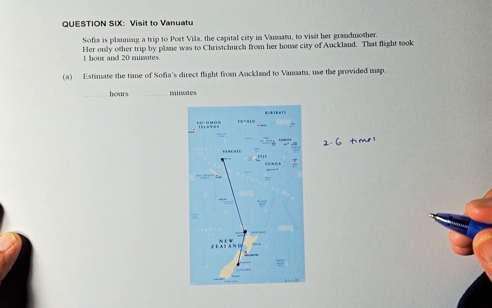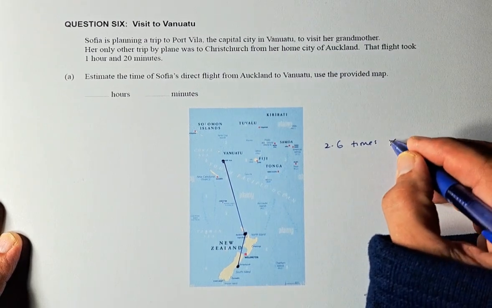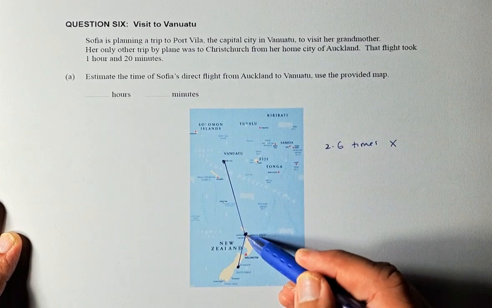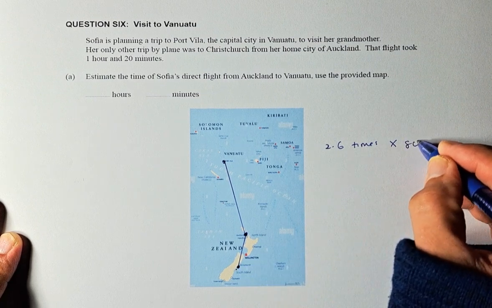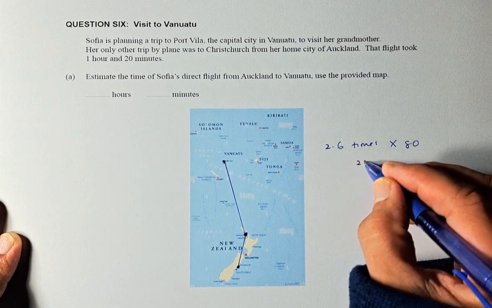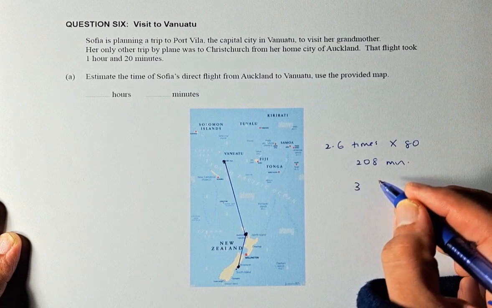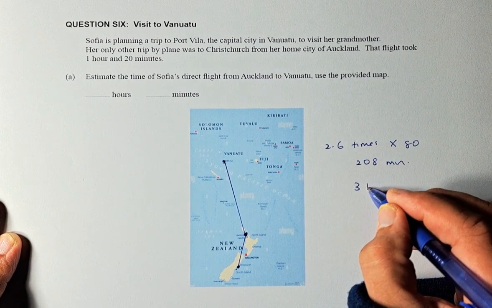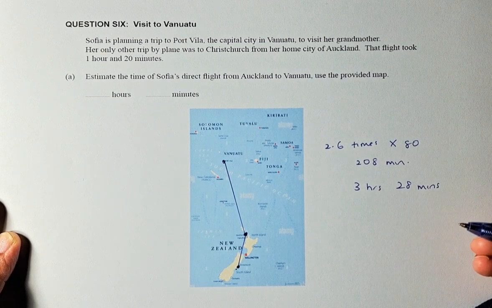So to calculate this, we need to take 2.6 times the trip from here to here, which is 1 hour 20 minutes, or 80 minutes in total. You multiply them and the total is going to be 208 minutes. If you convert 208 minutes, it's about 3 hours. 3 hours is 180 minutes, so 3 hours and 28 minutes. So that is the first answer for this paper.